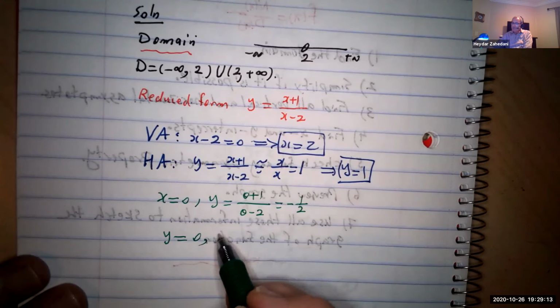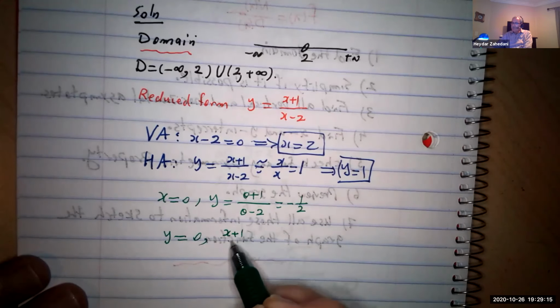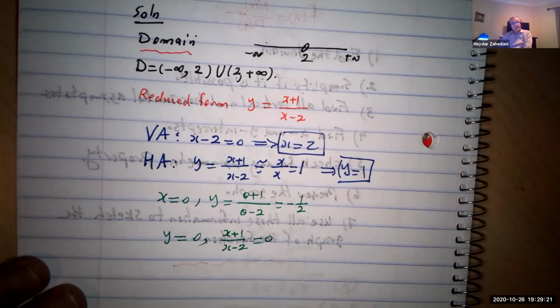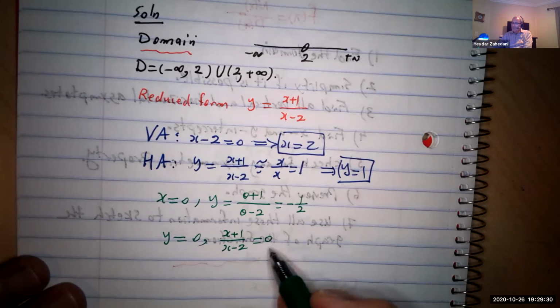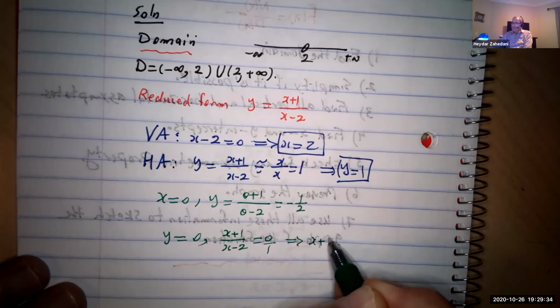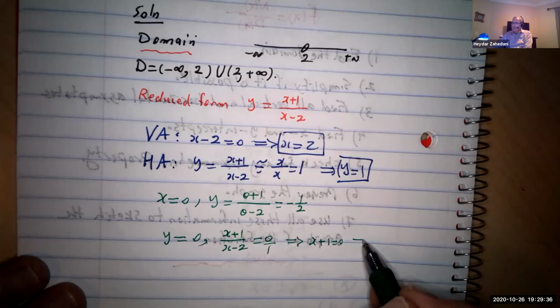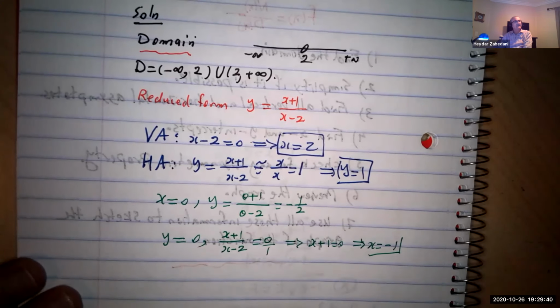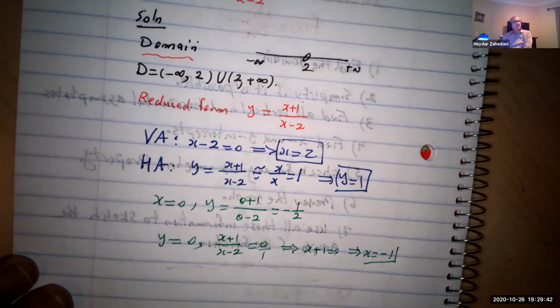You let y equal to 0 to get the x. Y equal to 0, the fraction x plus 1 over x minus 2 would be 0. We already talked about it. A fraction is 0 if the top is 0, because 0 is like 0 over 1. So you let the top be equal to 0. So that gives x plus 1 equal to 0, so x is equal to negative 1. That's it.